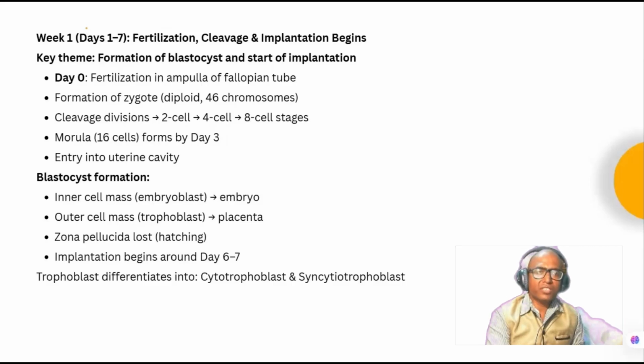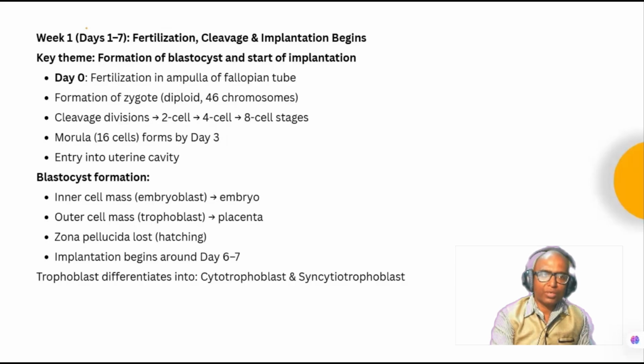Okay, so in the first week, what we have seen up till now was fertilization, cleavage, and implantation beginning. Let us recapitulate what we have learned in the last session. We saw the formation of the blastocyst and the starting of implantation. On day 0, there is fertilization in the ampulla of the fallopian tube. Then there is formation of the zygote, which is diploid in nature and has 46 chromosomes.